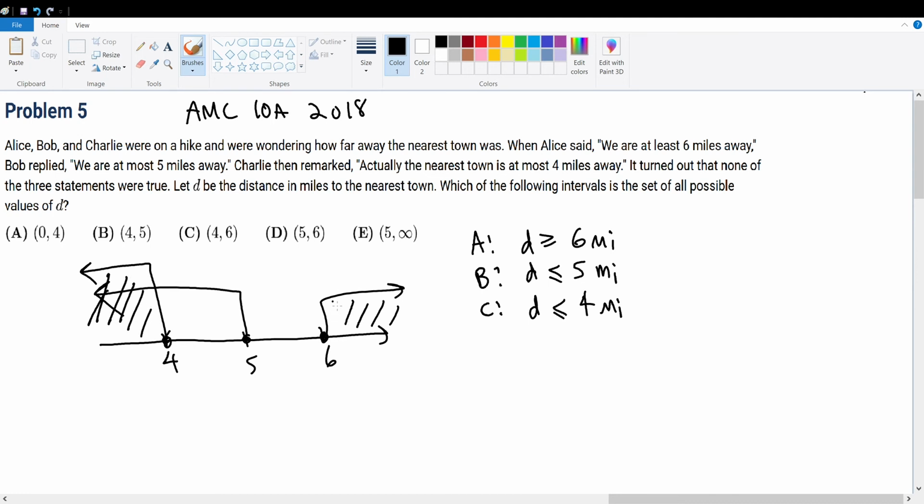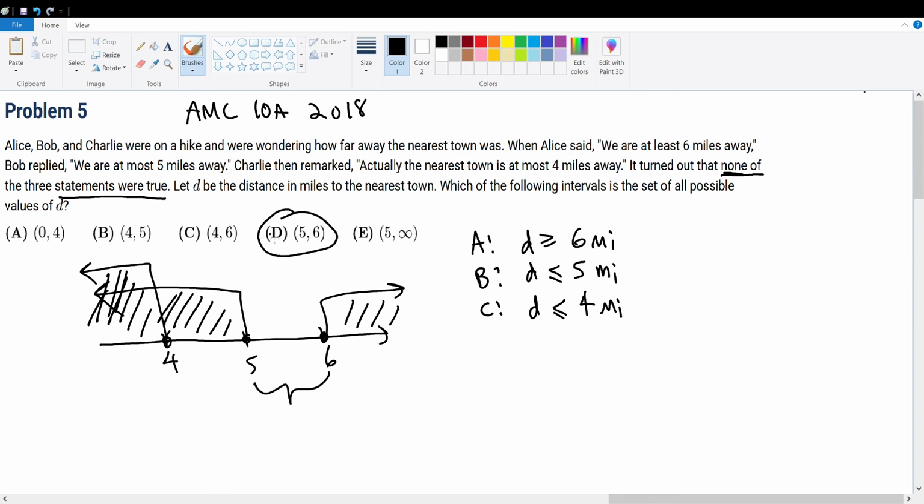But wait a minute, what does this question say? We're told that it turns out none, that's very important, none of the three statements were true. So every single distance that these arrows cover, the area underneath them, is false. So that means the area that is not covered by these arrows is the correct distance, because all of their statements were false. So the only distance not covered by these arrows is the interval between 5 and 6, not inclusive. So therefore, we arrive at answer choice D.